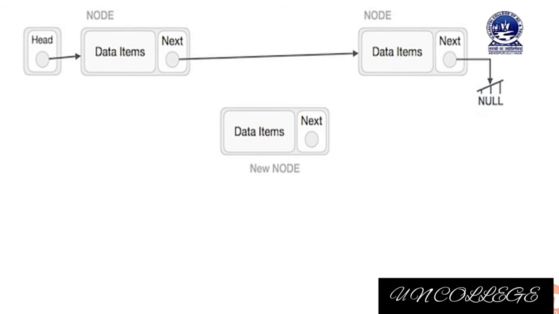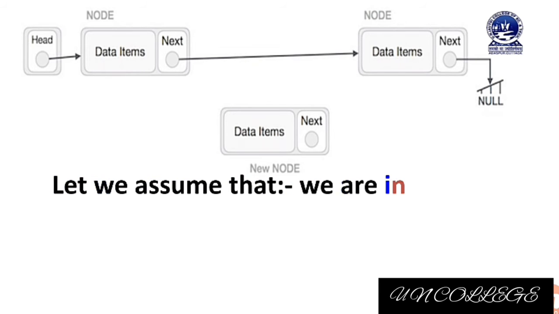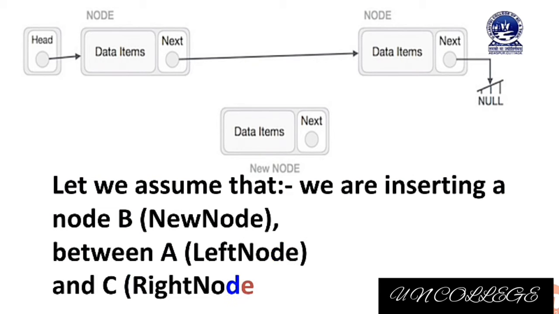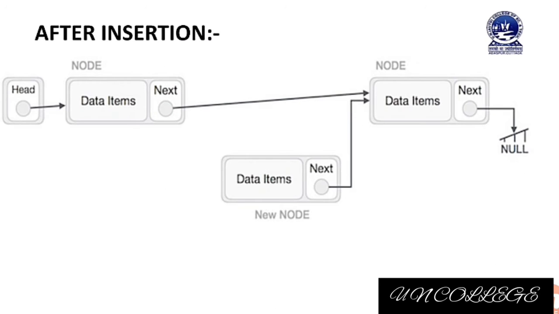After doing these two operations, here I have represented one diagrammatic way of insertion. Suppose the linked list consists of only two nodes, the first node and the last node. Let the first node be called A and the last node be called B. In this diagram, it is clearly visible that the first node is represented with head and the last node's next part contains null. When we want to insert the new node, which is B, in between A and C, the diagrammatic representation will be like this.